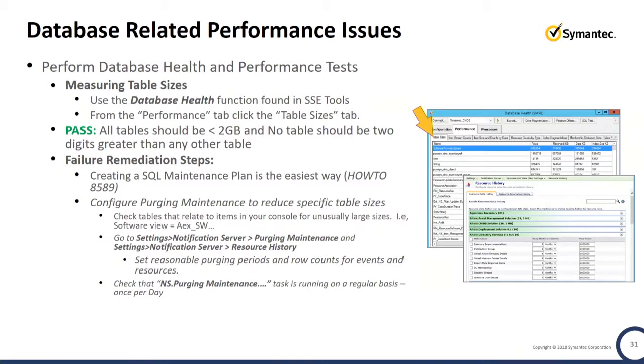It's on the table sizes tab. Once you run it, all you have to remember is all the tables should be less than 2 gigabytes. If you look at the entire list that comes up of the tables, all of them should be less than 2 gigabytes, and no 2 of them should be 2 digits greater than any other table. What that basically means, if I have one of the tables is 100,000, and the next one is like 10 million, that's 2 digits too large, right?